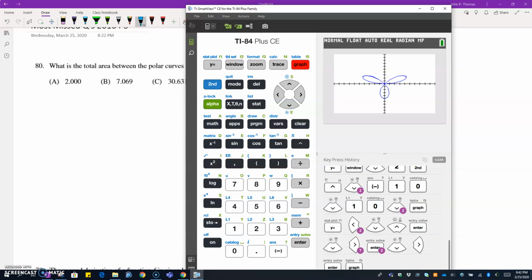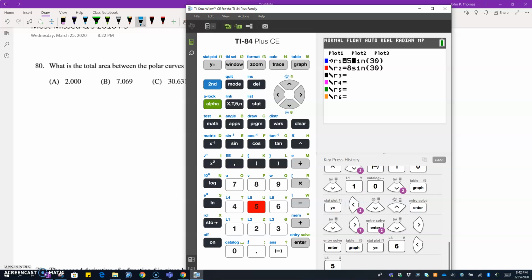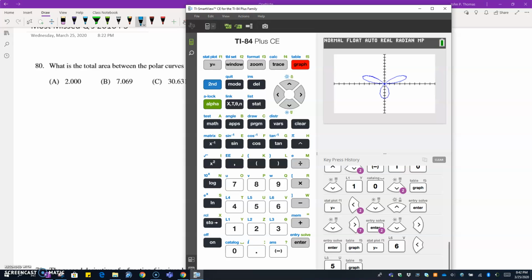It does move very quickly, so I'm going to go back to y equals, change that 5 to a 6, then change it back to a 5 so that we can see it graph again. Hit graph, and you'll notice that it jumped through there more than once.